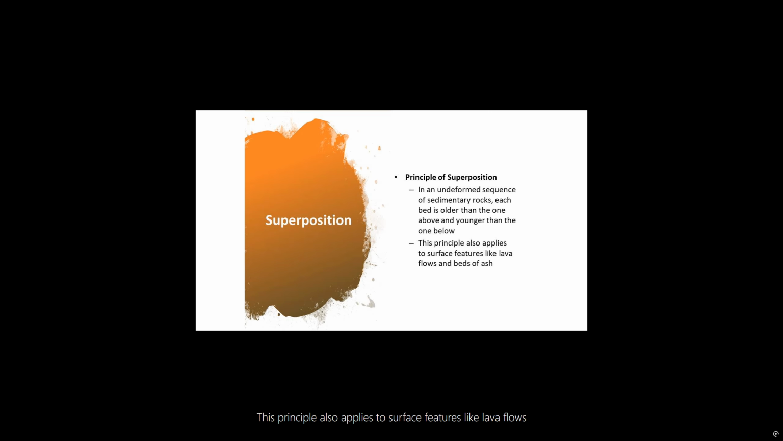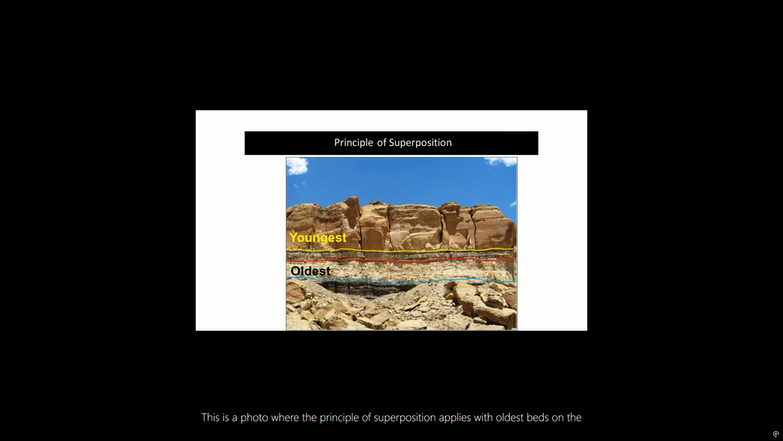This principle also applies to surface features like lava flows and ash beds. In essence, the beds on the bottom are older than the beds on the top if the beds are all still horizontal. This is a photo where the principle of superposition applies, with oldest beds on the bottom and youngest on the top.